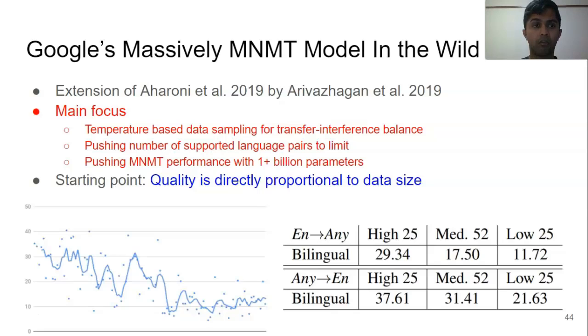Their work focused on three main points. One, how to do optimal sampling in order to study the transfer-interference balance. I'll be talking about this aspect a little bit later. The second focus was pushing the number of supported languages to the limit, and finally to see whether increasing the number of parameters to beyond 1 billion parameters has any positive or negative impact on the multilingual neural machine translation quality.